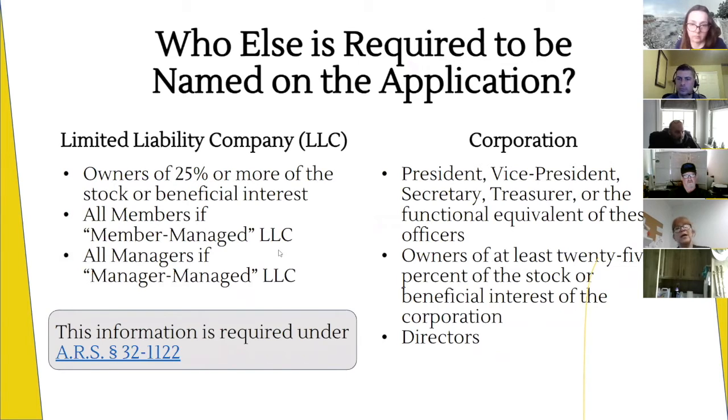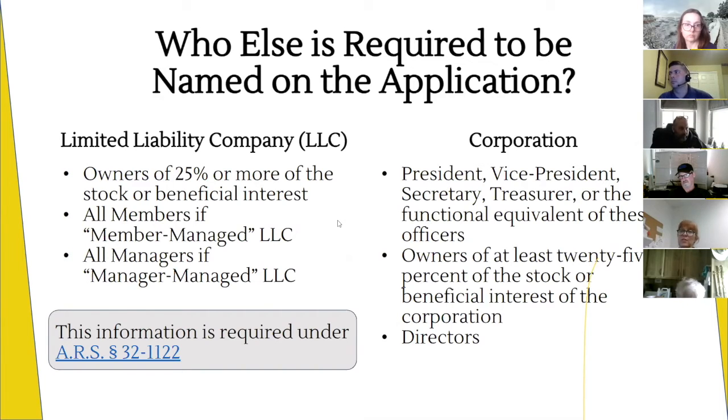So who else needs to be listed in the application? So people that are required. For a limited liability company, we need all owners of 25% or more, and all members if it's member managed, all managers if it's manager managed. If you do not remember how it was set up, you can go onto the Corporation Commission website and look up information on your entity, and it will be listed there.